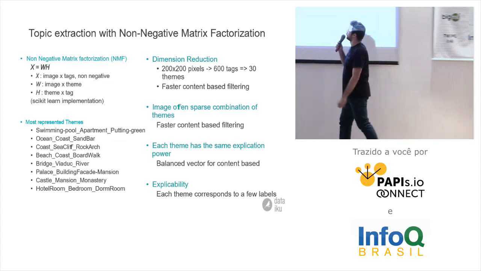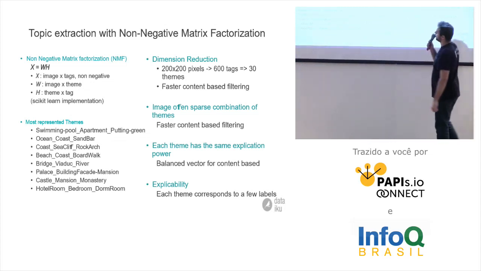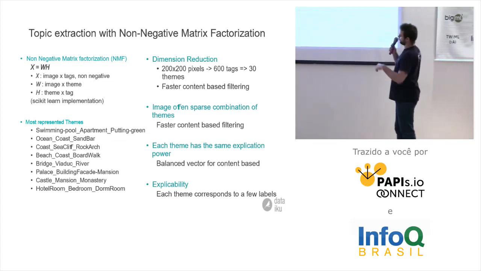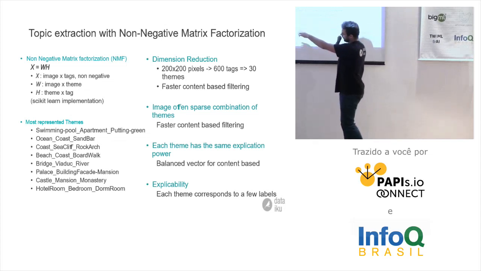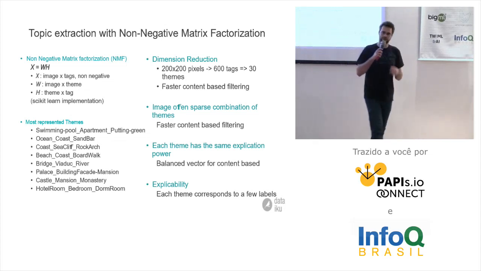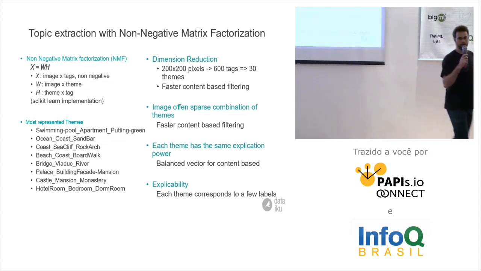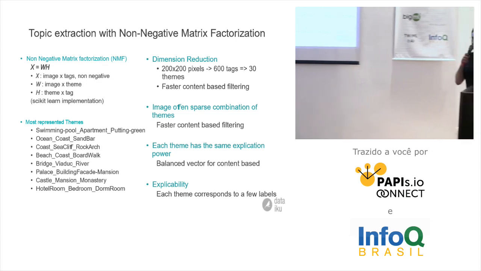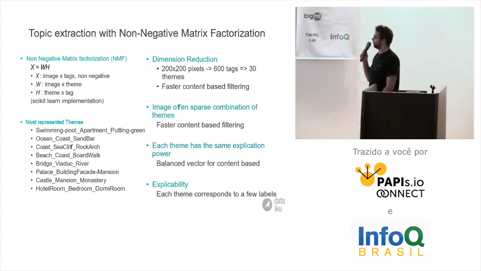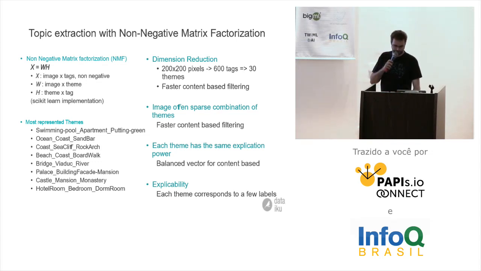Other thing is we get explainability. So typically, if we look at the bigger themes that we have: the ocean coast, we have the bridge viaduct river, we have the hotel room, bedroom, dorm room. So these are themes that can be interpreted by the marketing team. So it means that the marketing team will say, oh yes, actually your stuff works, so I'm having no problem in putting that into production, which is nice.